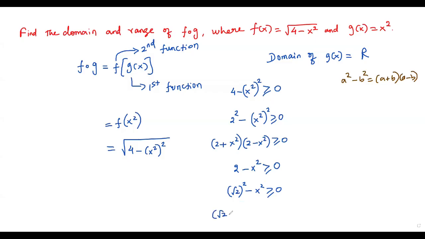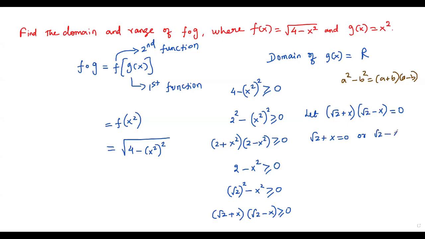In that case, I'm getting (√2 + x)(√2 - x) ≥ 0. Okay, now what I'm going to do is, instead of considering this inequality sign, I assume this is an equality. Let (√2 + x)(√2 - x) = 0. I just assume the equal sign instead of the inequality sign. Let's solve for x in this case. When I solve this equation, the product of two binomials equals 0, either the first one has to be 0 or the second one has to be 0.